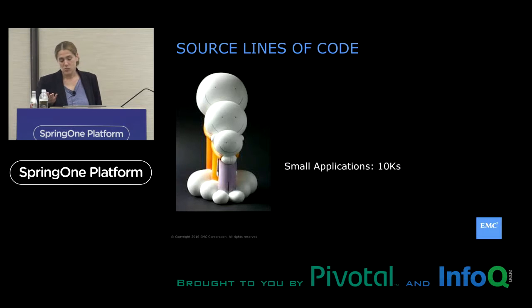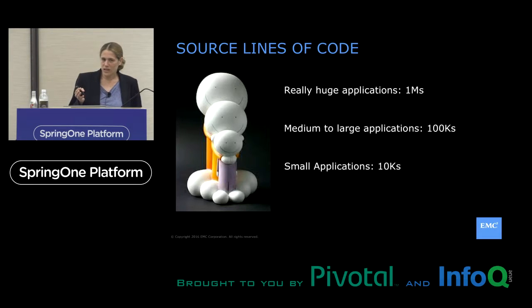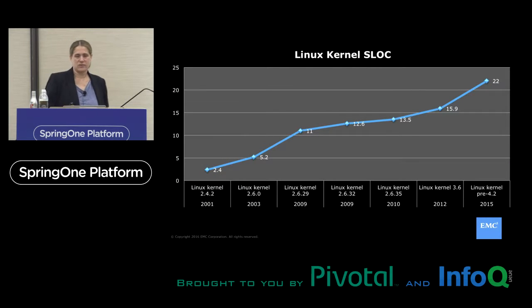If you're looking at source lines of code as a parameter of how complicated it is, I would say a small application is about 10K lines of code. Medium to large is something like 100K lines of code. And a really huge one that a team is maintaining is around 1 million lines of code. The Linux kernel today is 22 million lines of code, right?